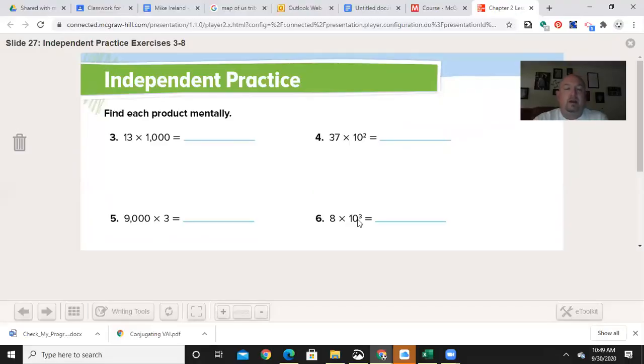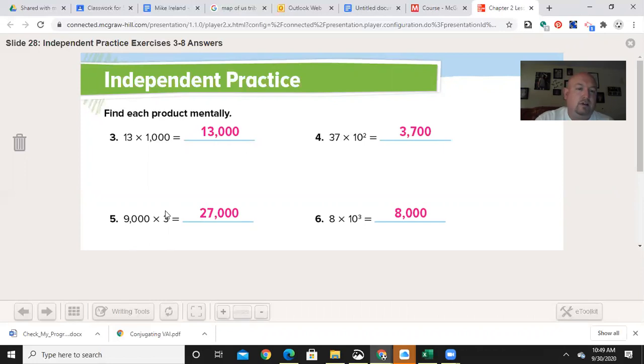We're on the independent practice portion now. Remember your steps: you multiply the non-zero digits and then add your zeros. What I'll ask you to do is, once I'm done speaking, pause the video, answer these questions, unpause the video, and come back. You may pause the video now. Welcome back. Let's see the answer key. 13 times 1 is 13, and there were 3 zeros, 13,000. 37 times 1 is 37. This tells me there were 2 zeros. There we go.